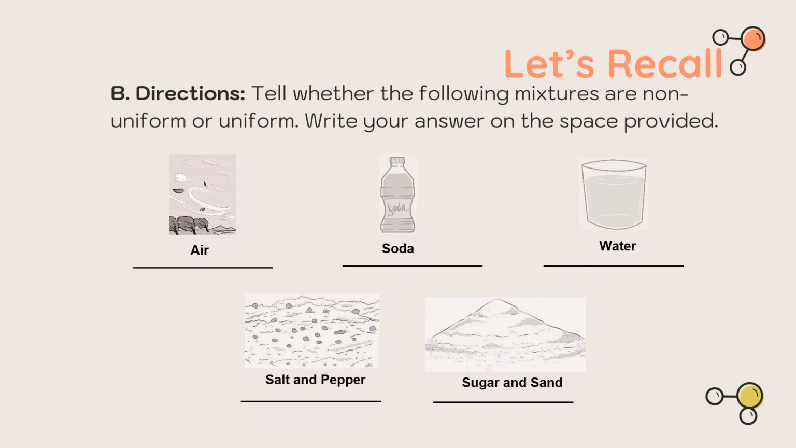Let's have this exercise for our Let's Recall. Directions: Tell whether the following mixtures are non-uniform or uniform. Write your answer on the space provided. So we have here picture number 1. Picture number 1 shows air, composed of oxygen, nitrogen, and carbon dioxide.